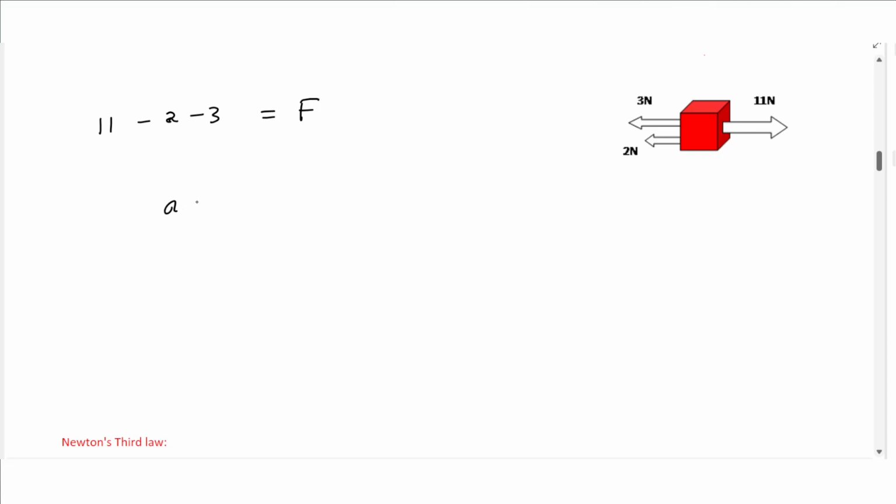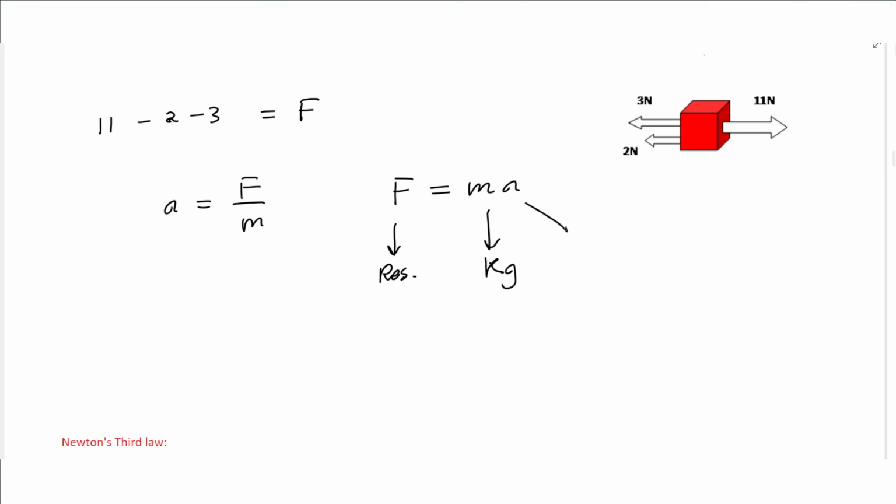Using the equation, acceleration is F over m, or as you may know it, F equals ma. But when you're using this equation, you must use the resultant force, the mass in kilograms, not in grams, and the acceleration will be in meters per second squared. This is a must. You must use kilograms, and this must be the resultant force. If there is only one force on the object, you just use that one, but you must check the question if there are other forces mentioned in the question or not.